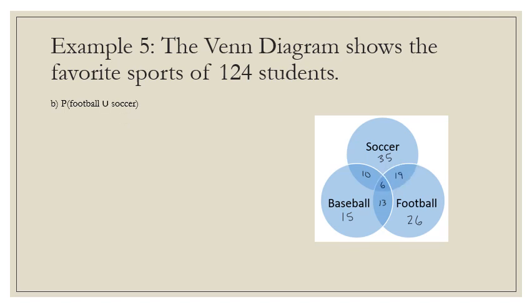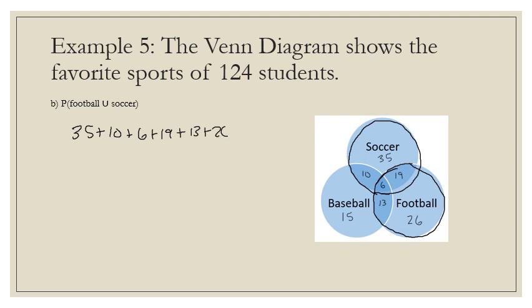Okay, so how about football or soccer? So remember, OR is everything. So we want everything in the football, everything in the soccer. Okay, now you have to be careful because you don't want to count the things in the middle twice, okay? So it's going to be 35 plus 10 plus 6 plus 19 plus 13 plus 26, all of it. Everything in both, right? Because they could like football or they could like soccer. Just make sure you don't count the overlap things twice, right?